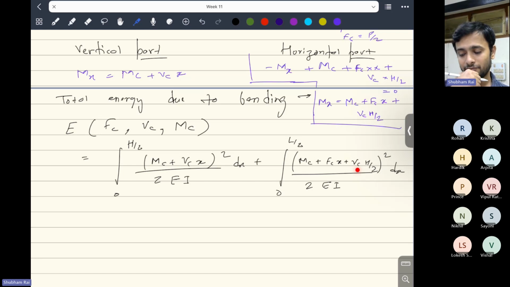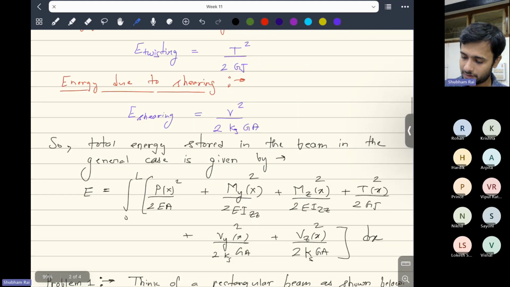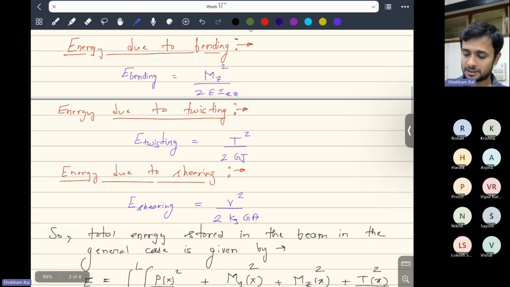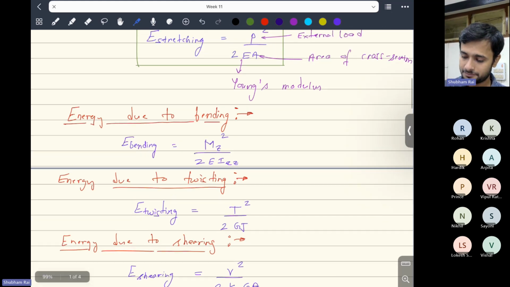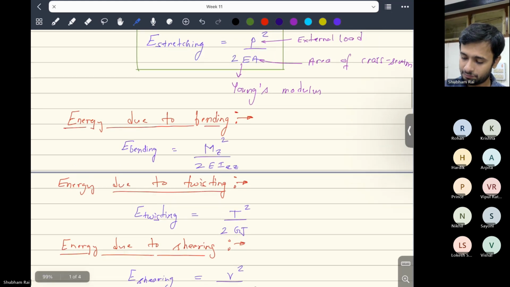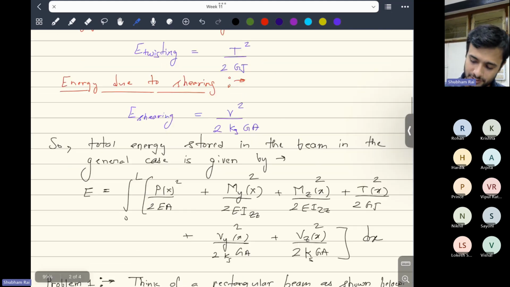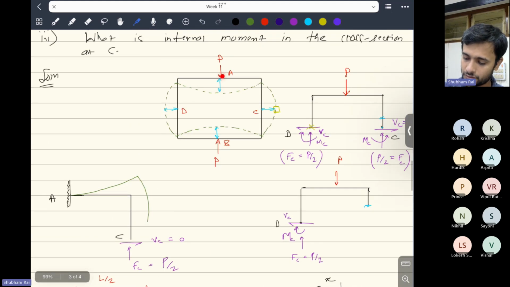So it would have been Vx square over 2GA into the shear area factor that we have written here. Yeah, here it would have been Vx square. So that would have been added to this expression for both horizontal and vertical parts of the beam. But we are not adding these two energies, so we are neglecting them. And we have only taken this part of the beam from here to here.